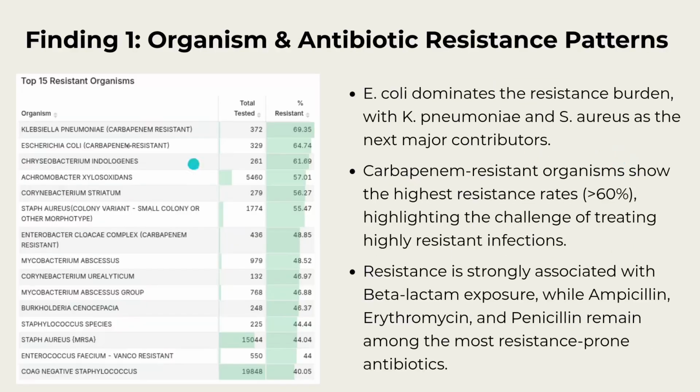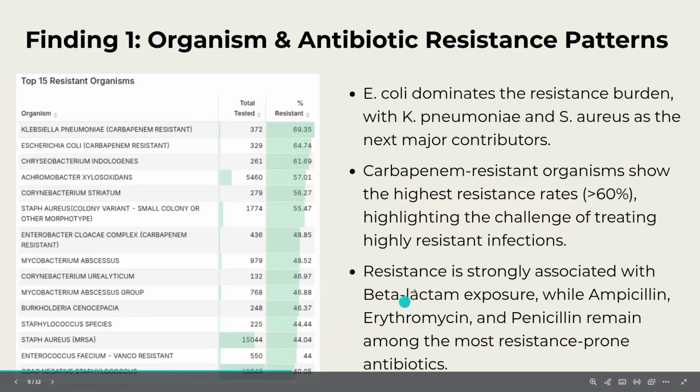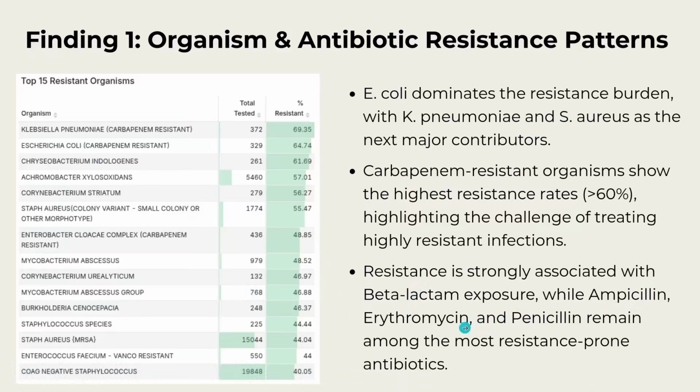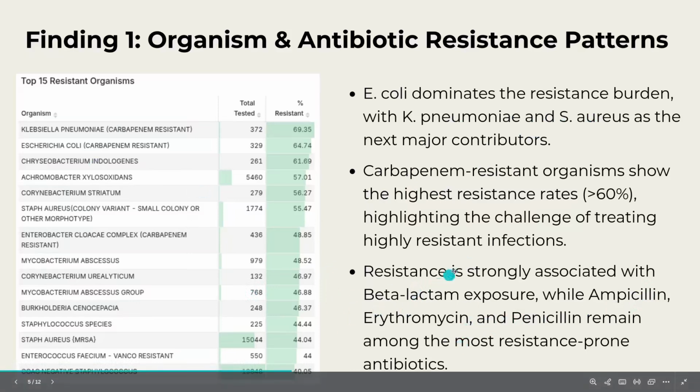For my first finding, I observed that Escherichia coli dominates the resistance burden with almost half of the population, with Klebsiella pneumoniae and Staphylococcus aureus following. Carbapenem-resistant organisms show the highest resistance rate, and that can be linked to prior exposure to beta-lactam antibiotics. Ampicillin, erythromycin, and penicillin remain among the most resistance-prone antibiotics.